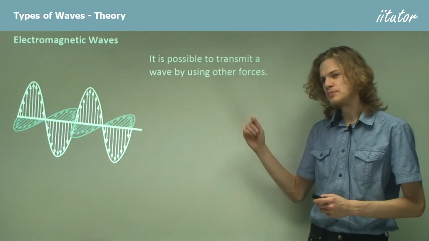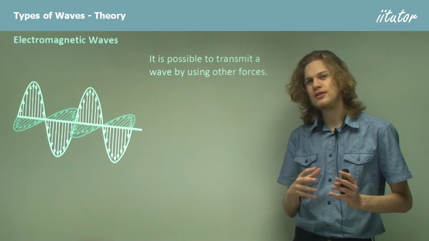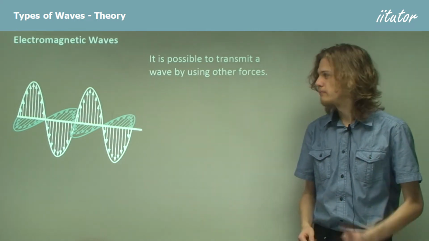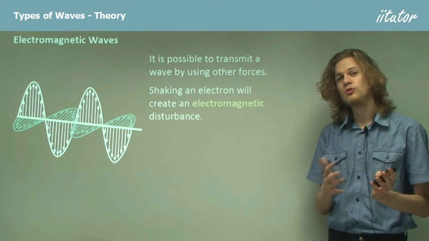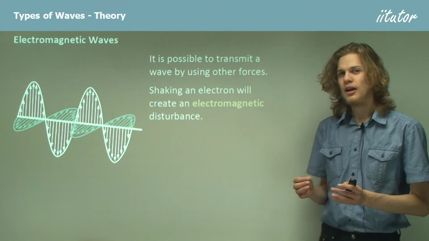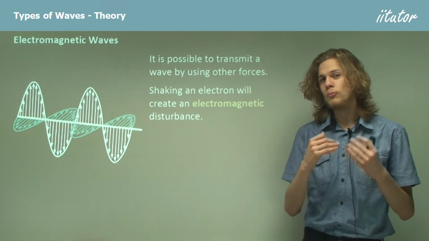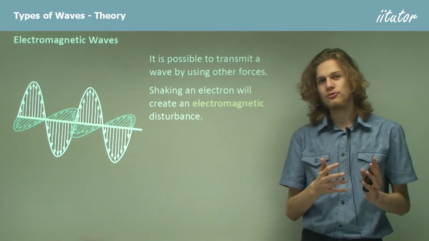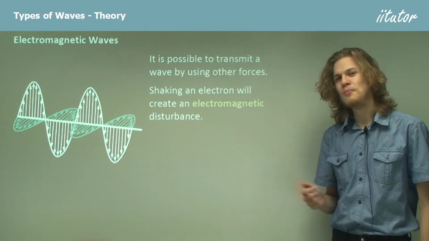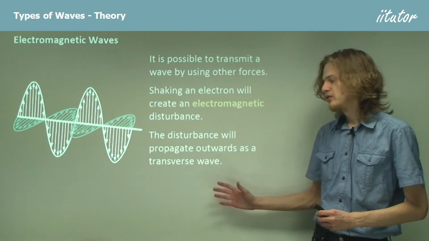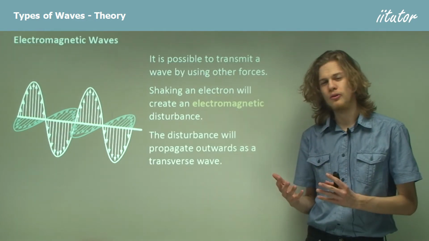Now it's possible to transmit a wave using other forces instead of contact forces. If we shake an electron at one side of the room, then we generate an electromagnetic disturbance. And this electromagnetic disturbance will propagate without using contact forces between the electrons. Instead, it will be using electromagnetic forces. So this is a different sort of wave.